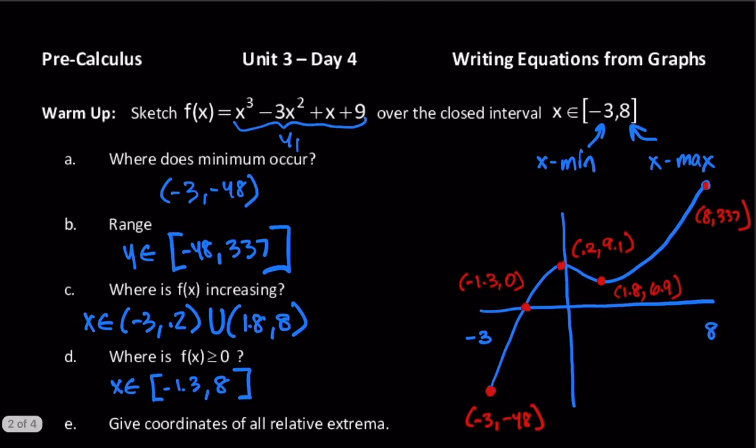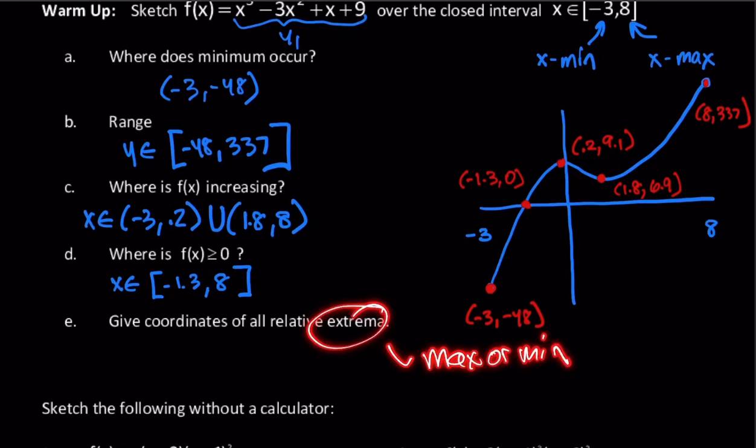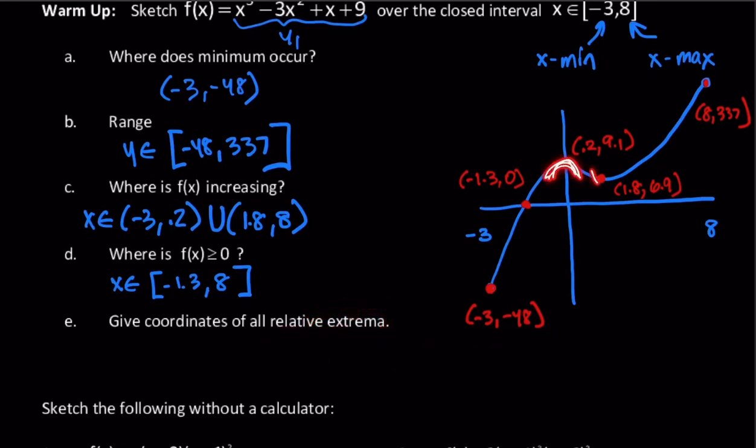And give coordinates of all relative extrema. That word extrema basically means a relative max or min. Relative, so I'm looking for a hill or a valley. That's not a relative max, that's not a relative min. So it would just be these 2 points right here. 0.2, comma 9.1, and 1.8, comma 6.9.